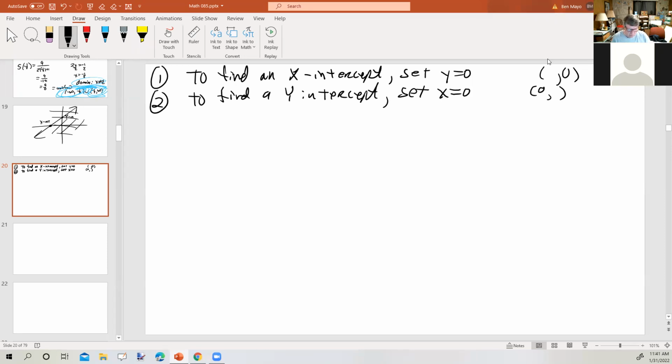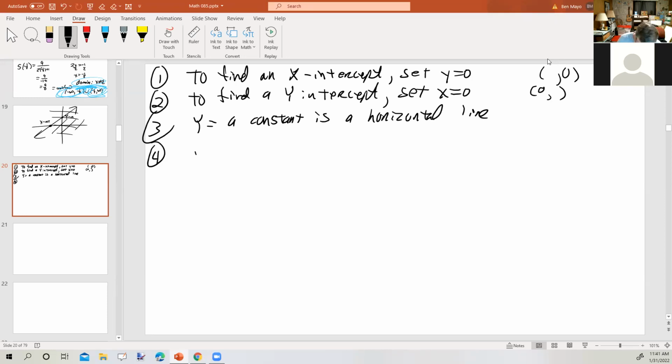Okay. A minute ago, we looked at a function that was f of x equals 2, and I said that was like y equals 2, a horizontal line. So, y equals a constant is a horizontal line. X equals a constant is a vertical line.